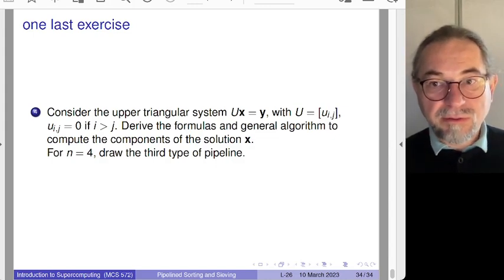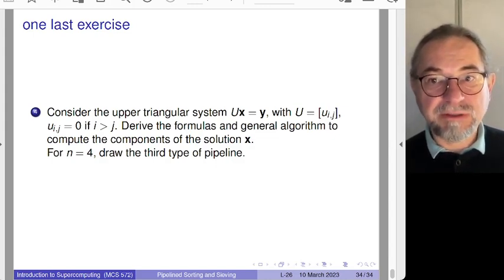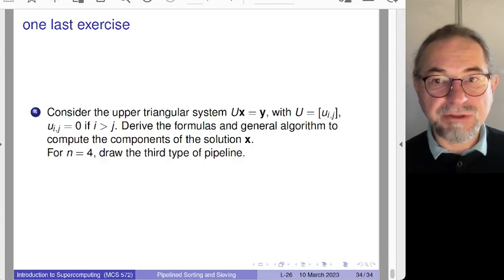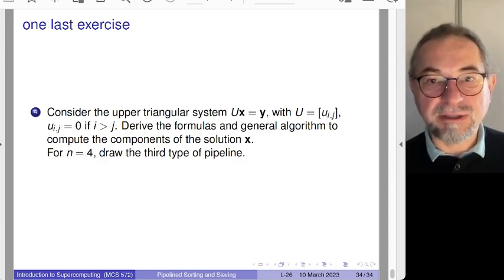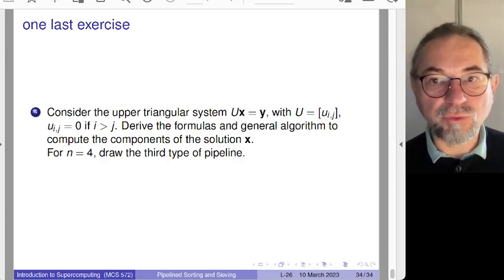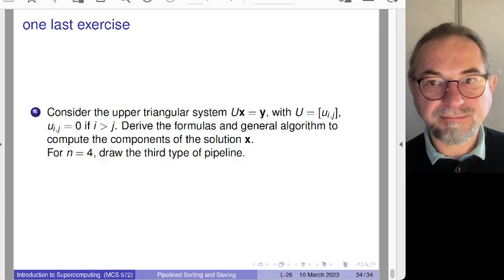The main concept that we have seen in this lecture and the previous lecture is the space-time diagram, which allows us to visualize the parallelism. That is the tool that was introduced to analyze pipelined computations.